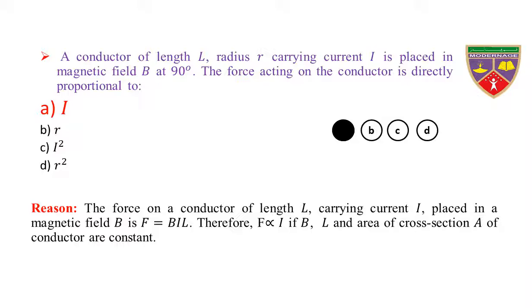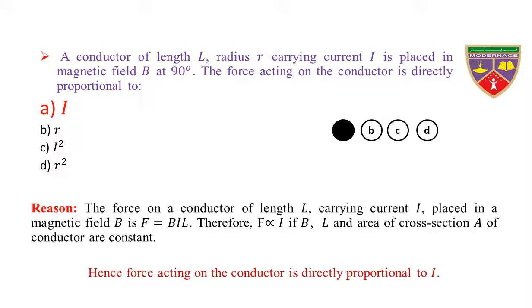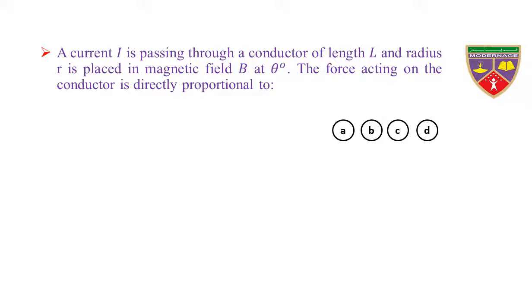Reason. The force on a conductor of length L carrying current I placed in a magnetic field B is F equal to BIL. Therefore, F is proportional to I. If B, L and area of cross section A of the conductor are constants, hence the force acting on the conductor is directly proportional to I.